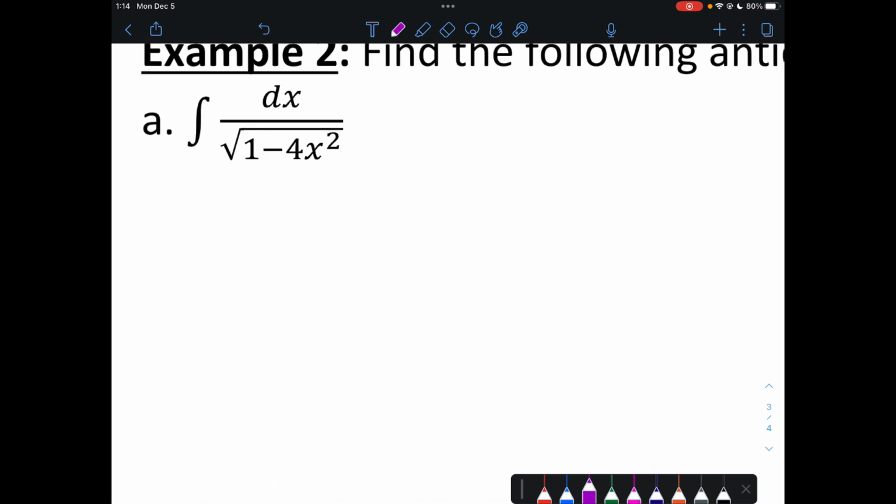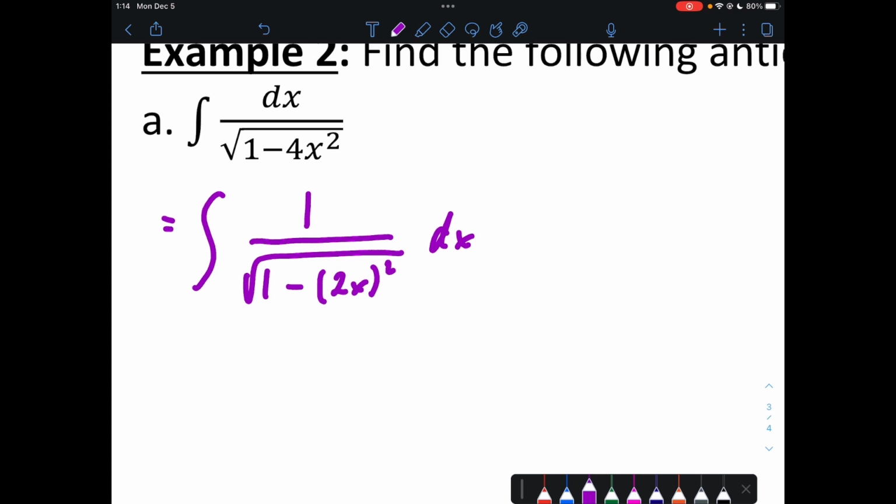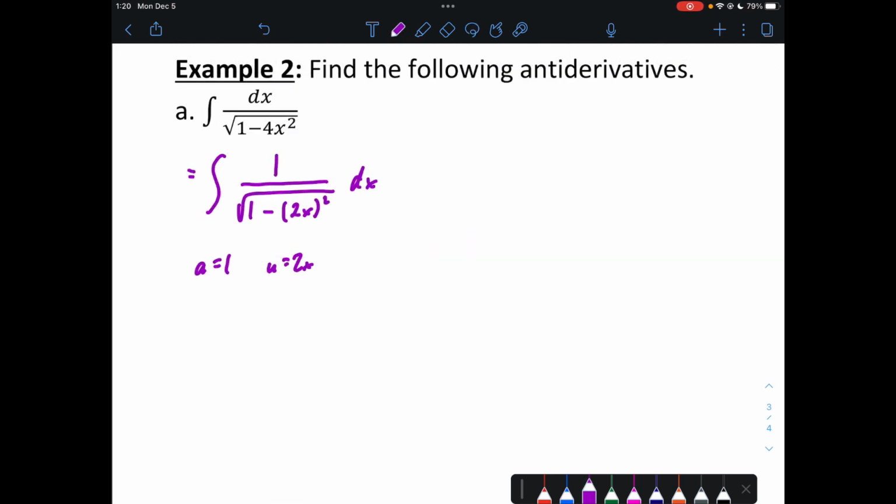2a, I'm going to start by just rewriting this as the integral of 1 over root 1 minus 2x squared dx. All right, now it's all about recognition. Right now, hopefully we could recognize, oh, this is the sine inverse integral, because this would be the derivative of sine inverse. Okay? If I can do that, then I know that my a must be 1, my u must be 2x. And du would be 2 dx, and 1/2 du would equal dx.